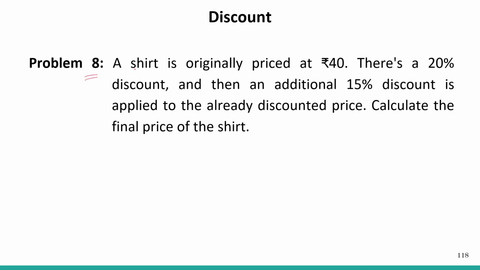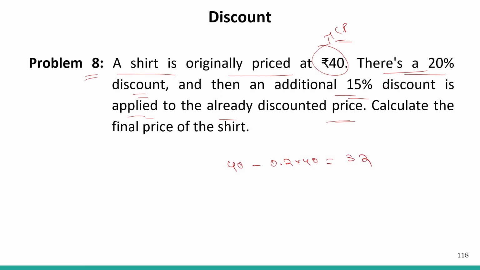So let's see problem number 8. So a shirt is originally priced at 40 rupees and there is a 20% discount. Okay, then an additional 15% discount is applied to the already discounted price. Then calculate the final price of that shirt. Okay, so this is the CP, that is cost price. So there is a 20% discount, right? So after 20% discount, what I have is 40 minus 0.2 into 40, right? So this is equal to 32.